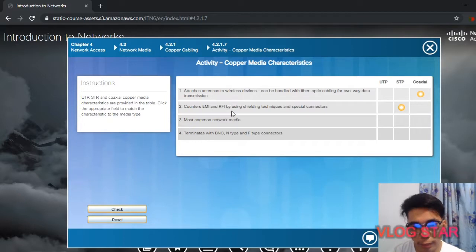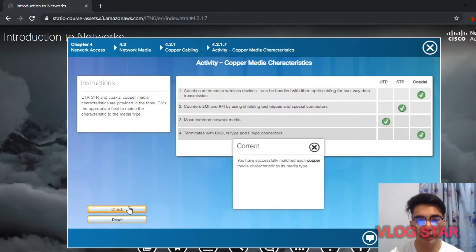Then the most common network media, we all know that it is the UTP. Then terminates with BNC, N-type and F-type connectors. The only one that has those characteristics or types is the coaxial. And let's check. So you can see we got all correct answers. Then let's proceed to another one.